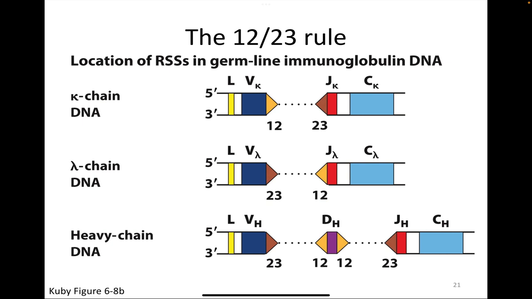This slide is another way of showing that same thing. You can see that there are different V 12 and 23 on the light chains. The heavy chain has the 23 on both the V and the J, and the 12s together.